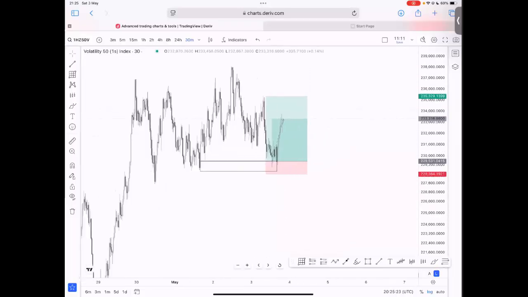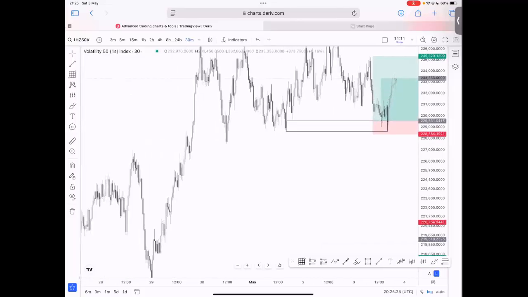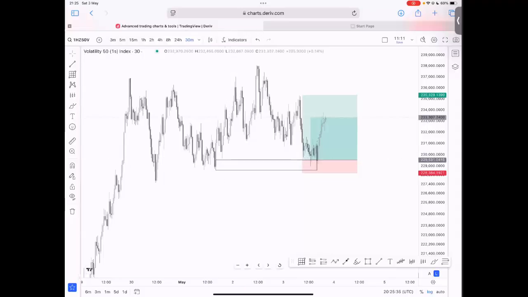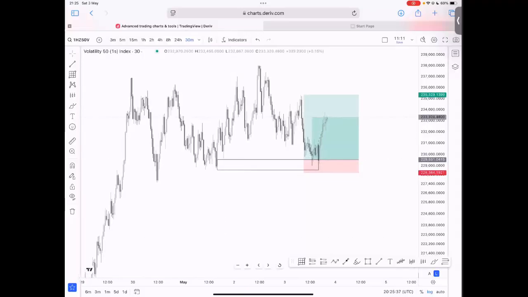Now, if you look at what happened here as well, it's looking more like type B, because the inducement was created before price broke out of the 50%. Before price broke out, that was when the inducement level was created.